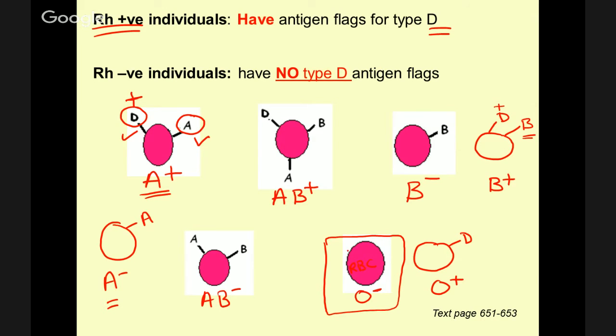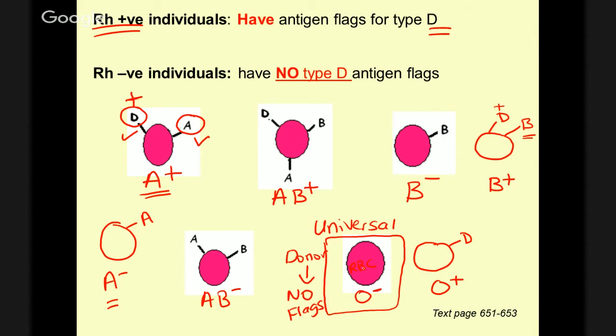So the antigens are what cause immune reactions and what cause blood transfusion reactions. So because O negative has absolutely no flags, no agglutinogens on the surface of the cell, this is the universal donor. You can give this blood to everybody. It never causes a reaction. So the universal donor is your O negative. And the reason it's the universal donor is that it has no flags on the surface. So there is nothing here for the immune system to read and have a reaction to.